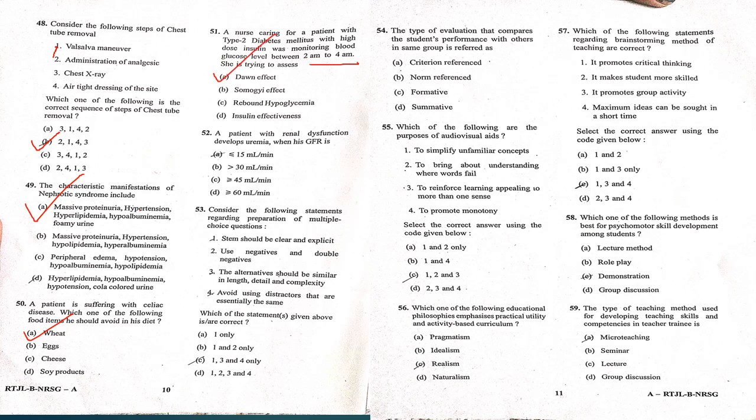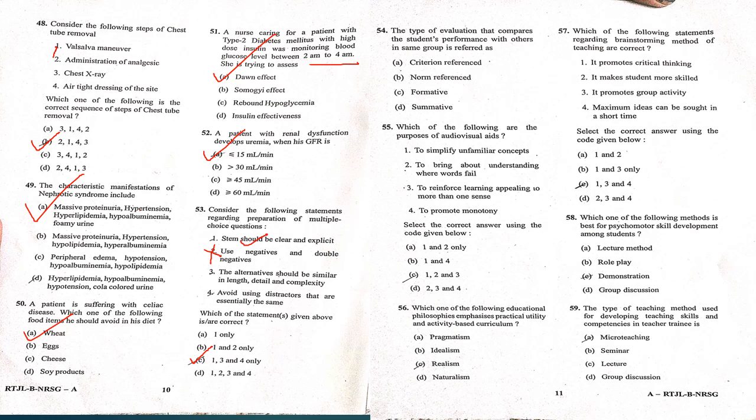ঠিক আছে. A patient with renal dysfunction develop uremia when his GFR is less than equals to 15 ml per minute. Consider the following statement regarding preparation of the multiple choice question. এখানে একটা স্টেম থাকতে হবে, এটাই হবে না শুধু, আর বাদ বাকি সমস্ত হবে অল্টারনেটিভ, একই রকম ডিস্ট্রাক্টর ইউজ করা যাবে না, তাহলে 1 3 4.